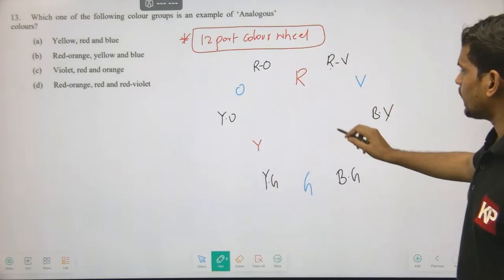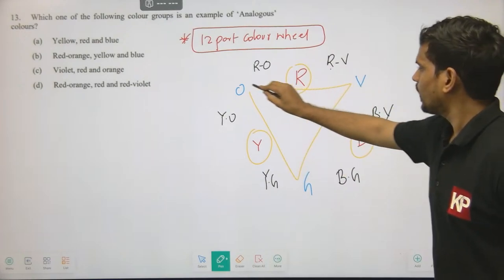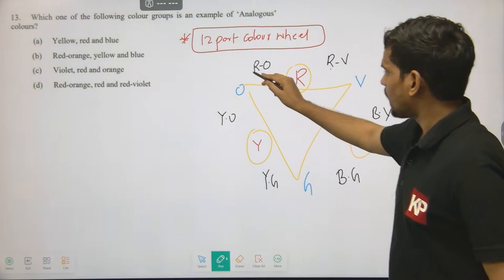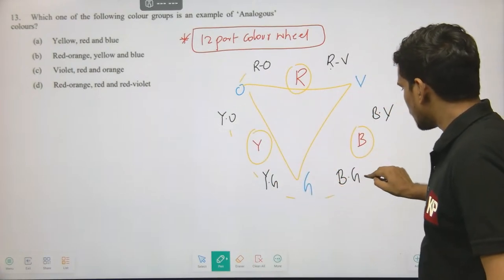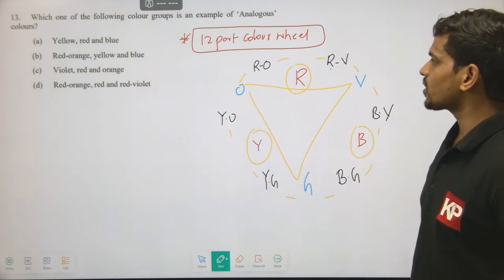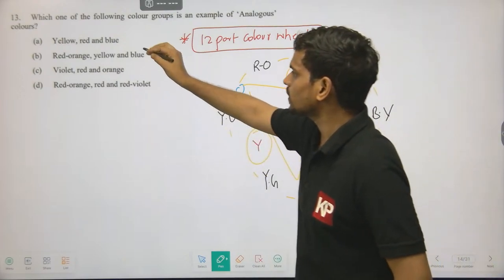So this is the color wheel, the 12-part color wheel: the three primaries, then three secondaries, and one primary plus secondary, you will write it as a tertiary. I did not draw it as a perfect circle, but I hope you are able to visualize and understand the 12-part color wheel. From the options, yellow, red and blue form a triangle. It's called a triad or a set of primary colors.